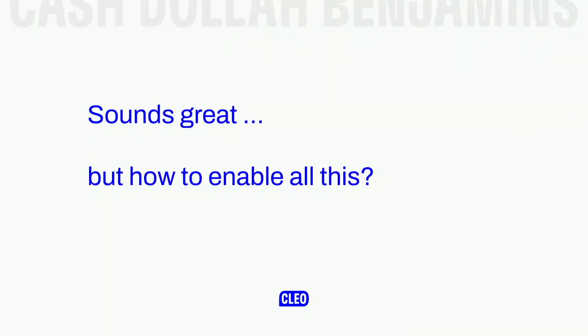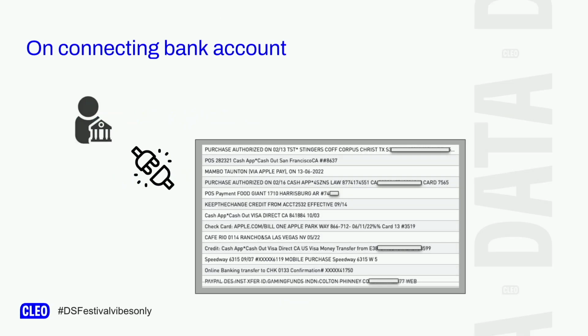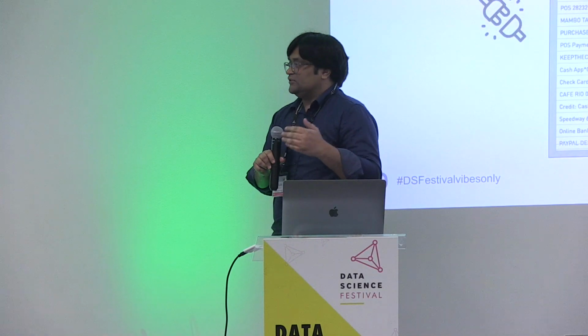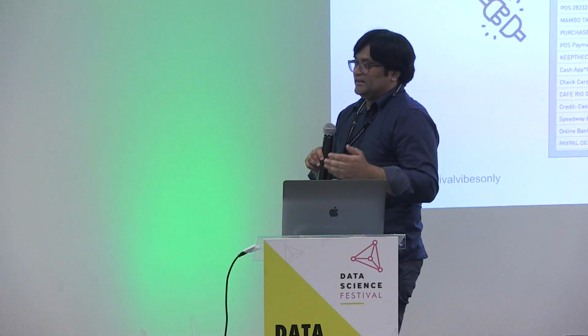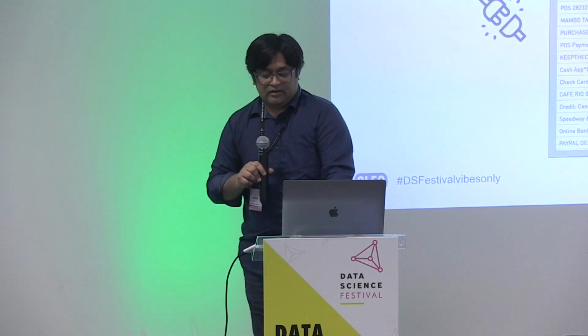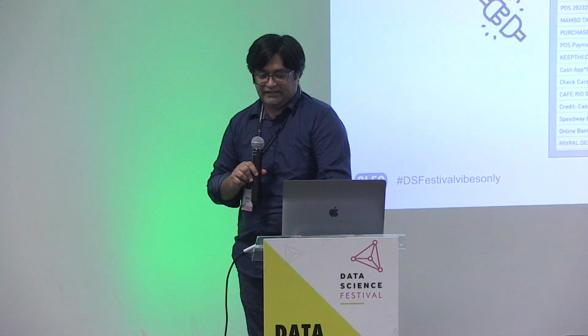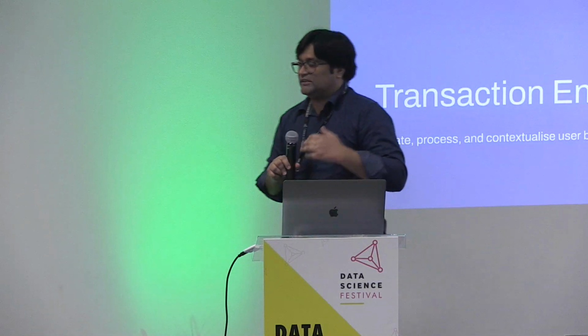It all sounds good, but the question is how we can enable all this through Cleo. When users connect their bank accounts with Cleo, we see raw transactions coming in, which are quite unstructured, and most of the time you don't understand what they mean if they are presented to the user this way. The first task is to make sense of this data, so users understand what they've been spending on, what their finances look like, and can be given insights. This is where transaction enrichment comes in.